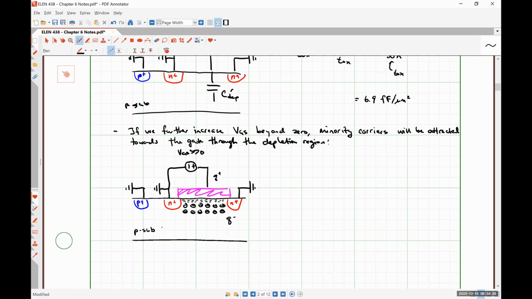So my question to you guys is, if we increase the gate voltage, why don't we see that the area of the depletion region just continues to increase?